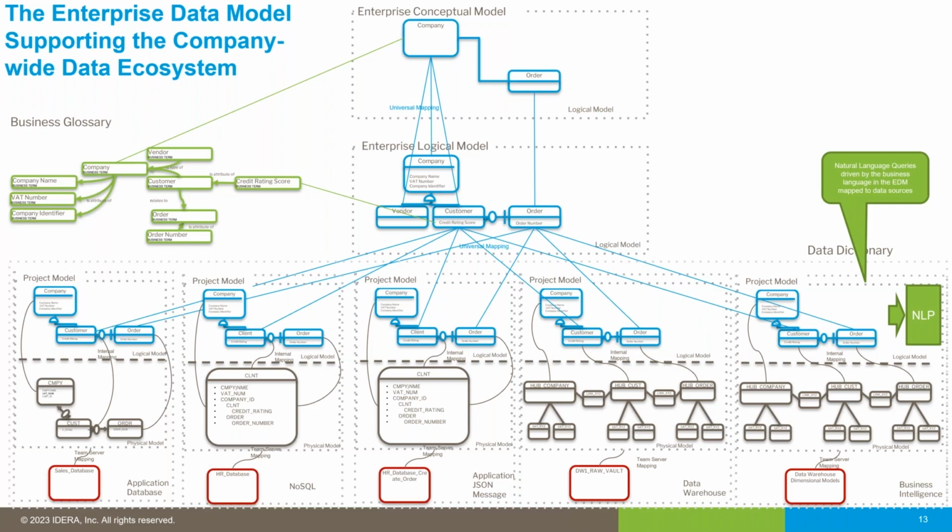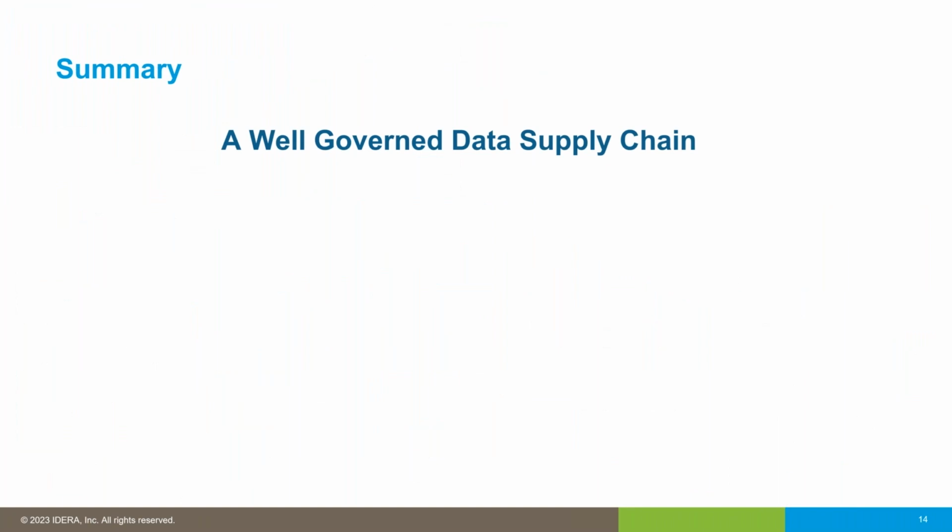So for example, it could be an application database from that model, and it could have a NoSQL, a JSON, a data warehouse using a data vault, as well as business intelligence. So in summary, we have a well-governed data supply here. Now let's take a look at how all of this is going to work. Let me just stop sharing for a second, and then I'll be right back.